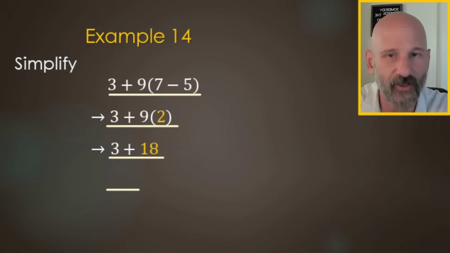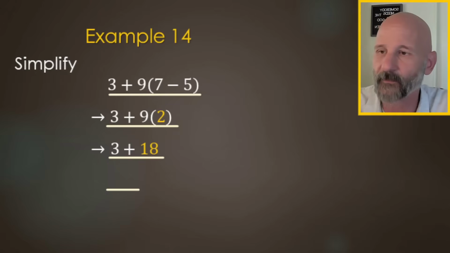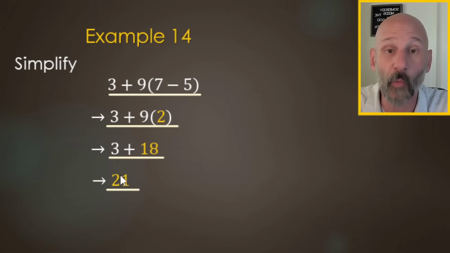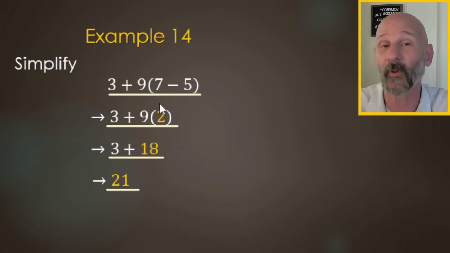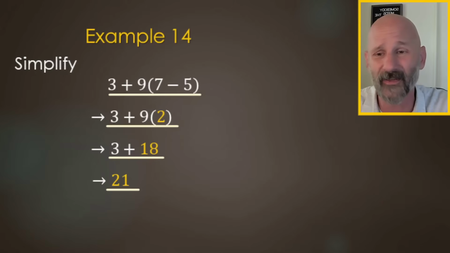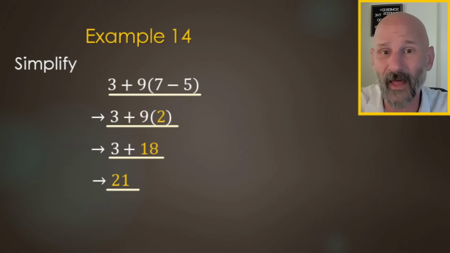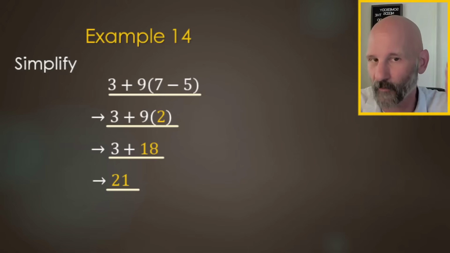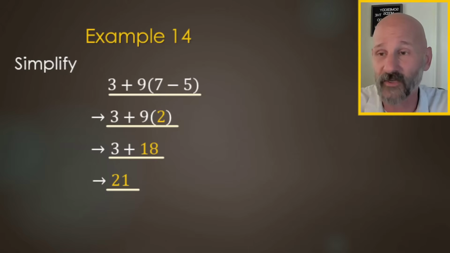Now we're done with multiply and divide. Now we can do our addition or subtraction. In this case, just addition, right? So we can do the 3 plus 18, and that's going to make 21. So this one does tend to trip people up quite a bit because they see that 3 plus 9, they think, oh, I'm going to do that first, and they're wrong, right? We have to make sure that we're doing the order of operations correctly.